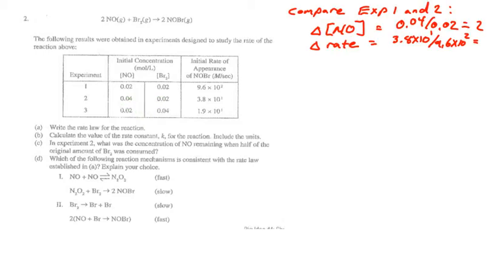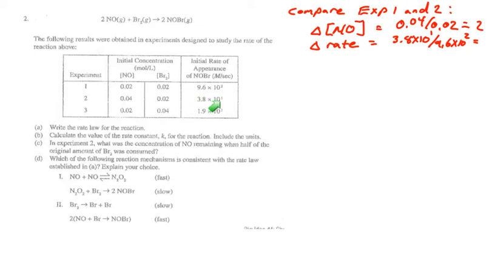So this first one, the rate law for the reaction, we're obviously going to be looking for the format, but they're also going to want to know the orders since we have the data. All right, so I'm comparing experiments 1 and 2 here. We notice that as we go from 1 to 2, the rate doubles. So 0.04 divided by 0.02 is the change in concentration, and that's 2. The change in rate, we still have to do 3.8 divided by 9.6.